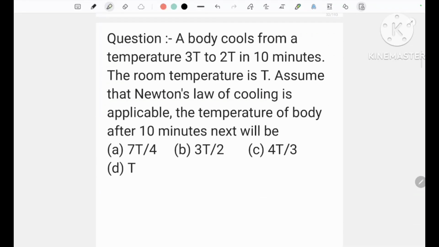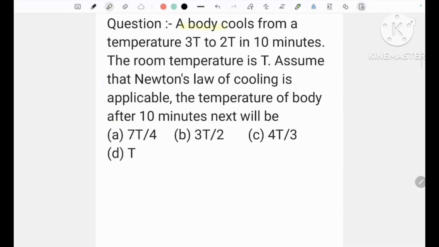Next, a body cools from a temperature 3T to 2T in 10 minutes. The room temperature is T. Assuming Newton's law of cooling applies, the temperature of the body after the next 10 minutes will be: 7T by 4, 3T by 2, 4T by 3, and T.